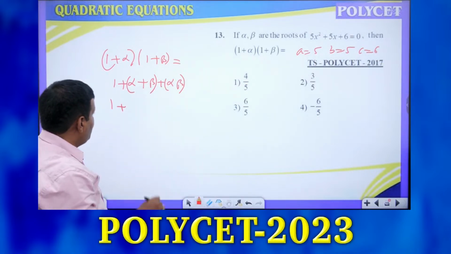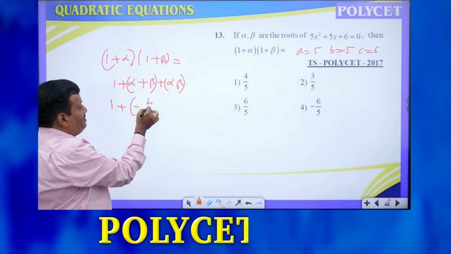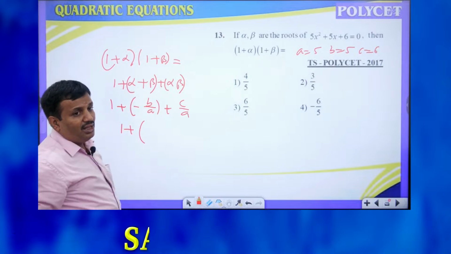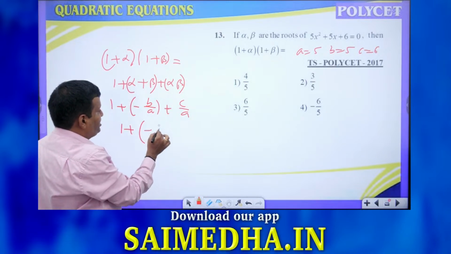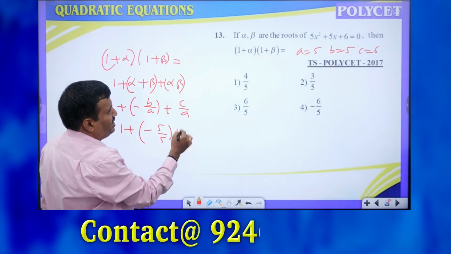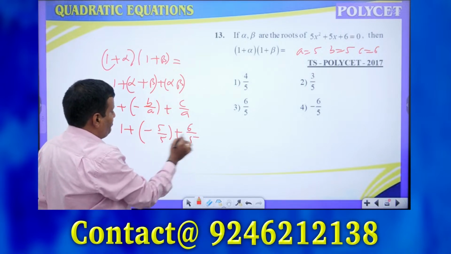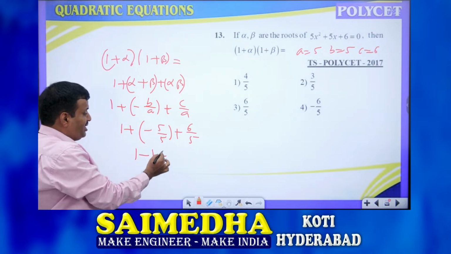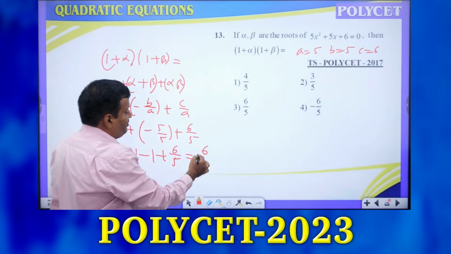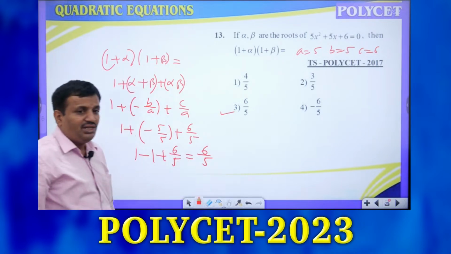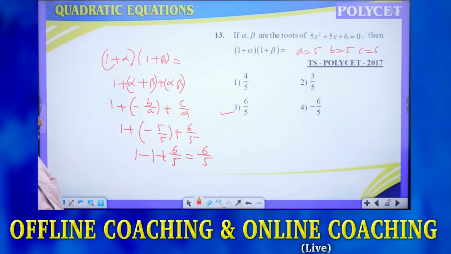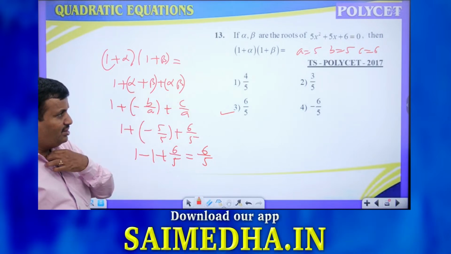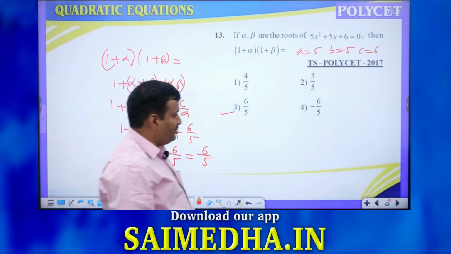If you observe here, alpha plus beta is minus b by a, plus alpha into beta, which is c by a. 1 plus minus 5 by 5 plus c by a. What is c by a? 6 by 5. 1 minus 5 by 5 cancels here. 1 minus 1 plus 6 by 5. What is the answer we are getting? 6 by 5. Option 3 is the correct answer. 6 by 5 is the correct answer. Here we need to observe carefully: when we multiply, we get the sum of the roots and the product of the roots terms.